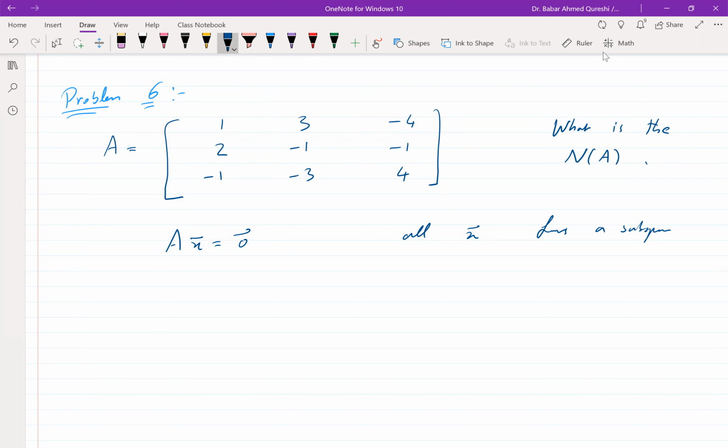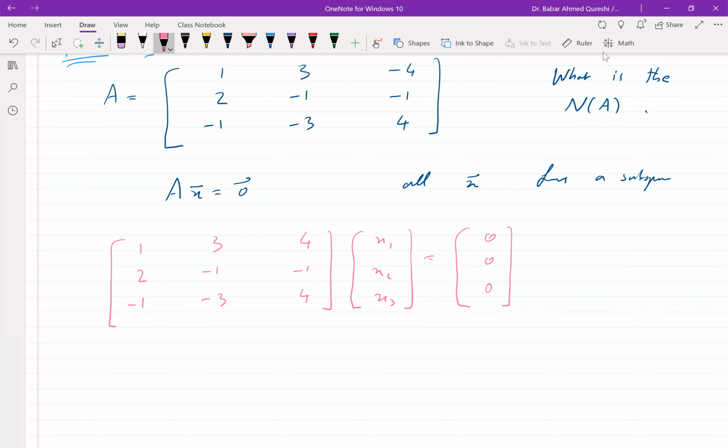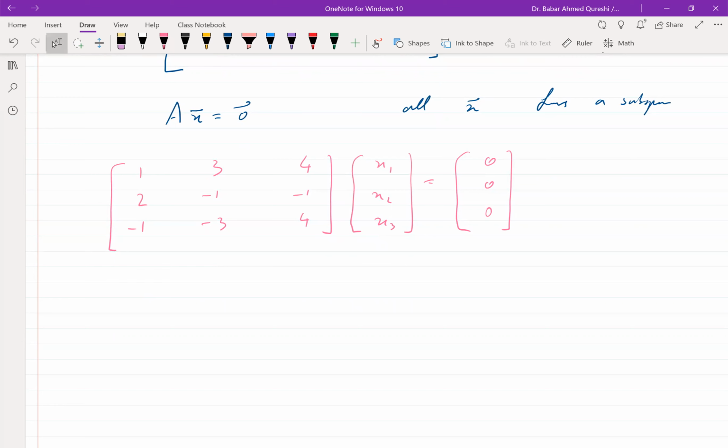So to do that, you have to just write down this equation. You are trying to find what values of x1, x2, and x3 solve this equation. Now, again, I can do it by looking at the augmented matrix.